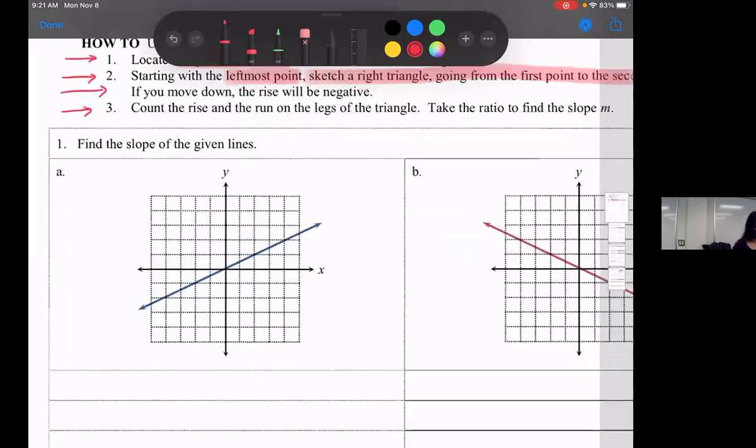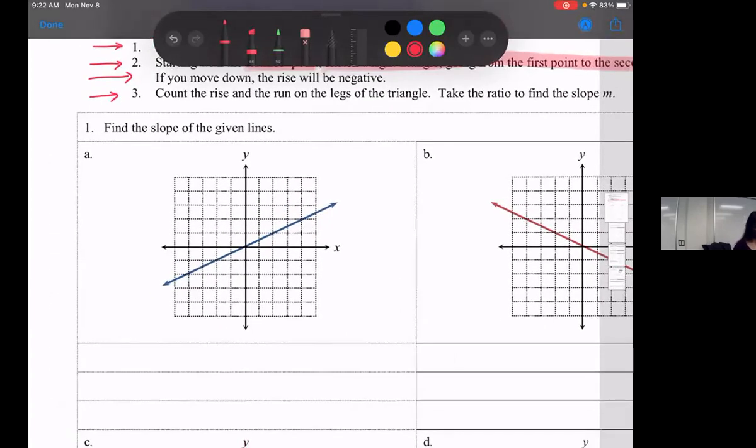So let's pick a point, any point you want, as long as it's an integer. I'm going to pick this one, and then another one to the right of it, maybe this one. You can pick anything you like, as long as it's an integer, because it's easier. So rise over run. I'm going to start from the leftmost point.